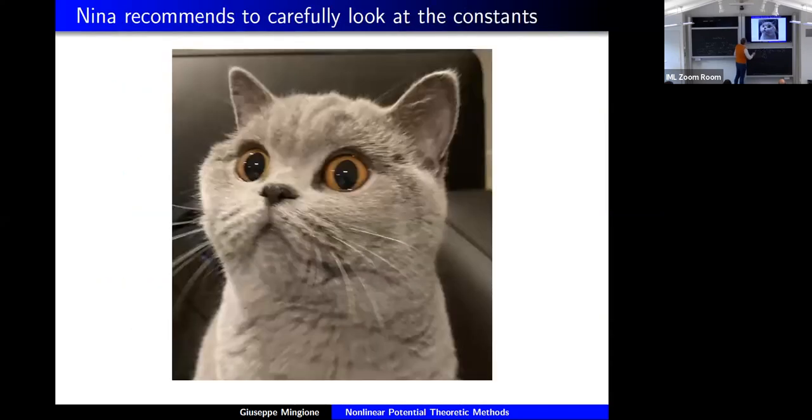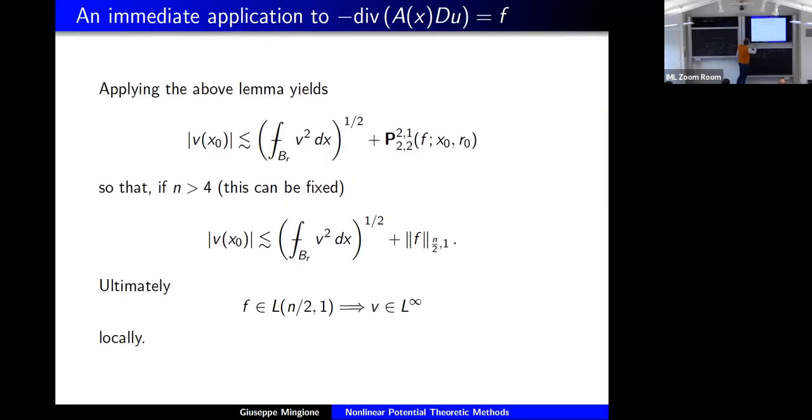Apply the previous lemma, and spoiler, you get this, just by the previous lemma. Okay, now prescribe that this is in L^{n/2,1}. If this is in L^{n/2,1}, it's Lorentz. This is bounded, and then you get the sharp result of Talenti and other people in a local fashion.